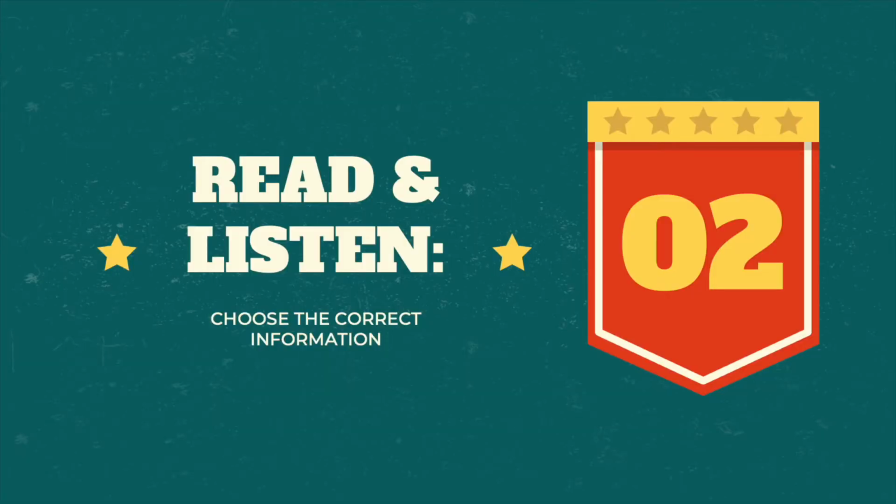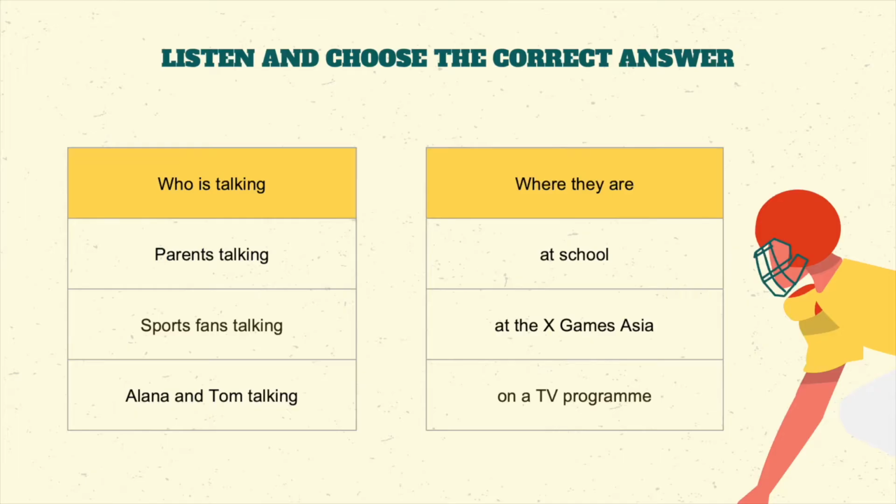Alright, so we managed to get all the answers correct, did you? Now, let's move on to the second activity of our lesson today, which is to read and listen and then choose the correct information. As you can see right in front of your screen here, there are two columns of answers. The first column is about who is talking. The second column at your right is asking about where they are. You are going to listen to an audio and you will have to choose one answer under each column.